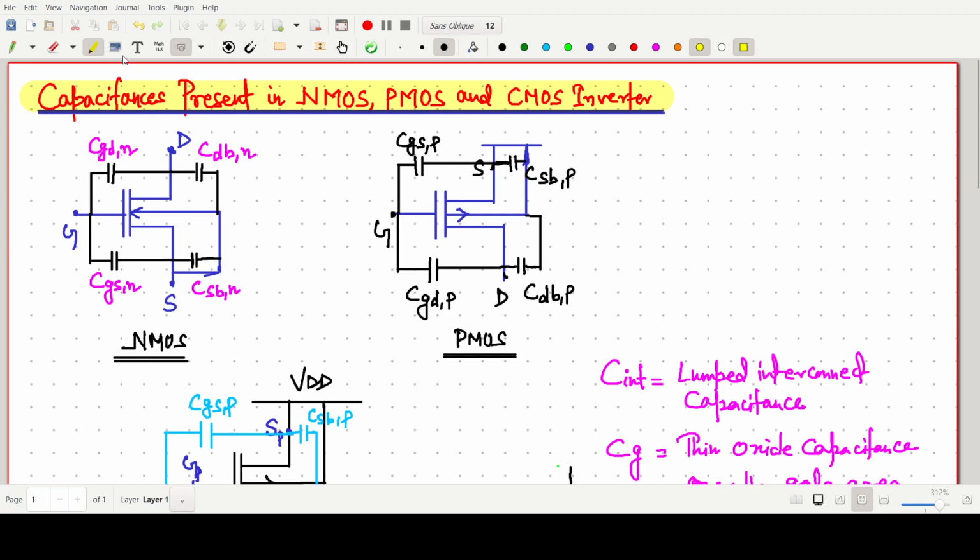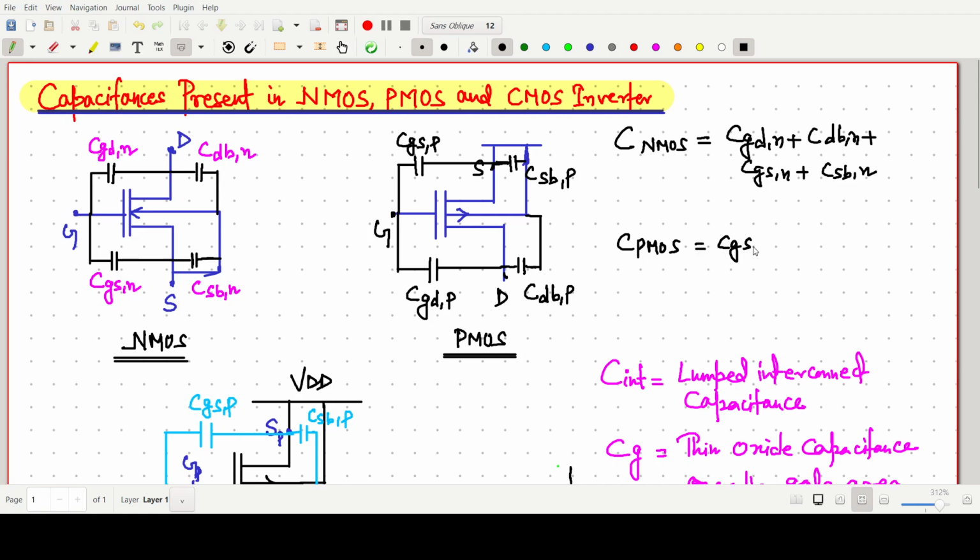This is all about the capacitances in an NMOS inverter. Here, for the NMOS, the total capacitance will be CGDN plus CDBN plus the other two, CGSN plus CSBN. And for the PMOS it should be CGSP plus CSBP plus CGDP plus CDBP.